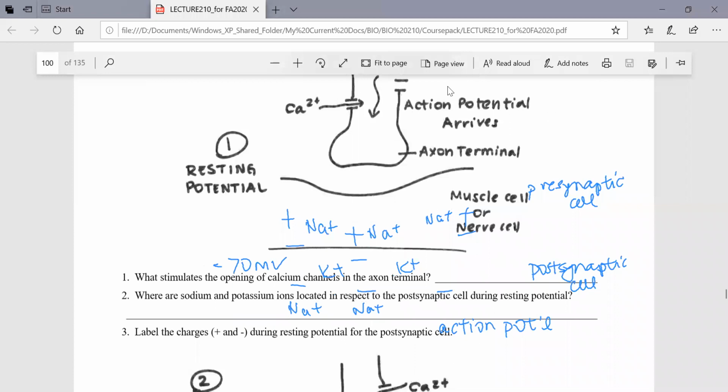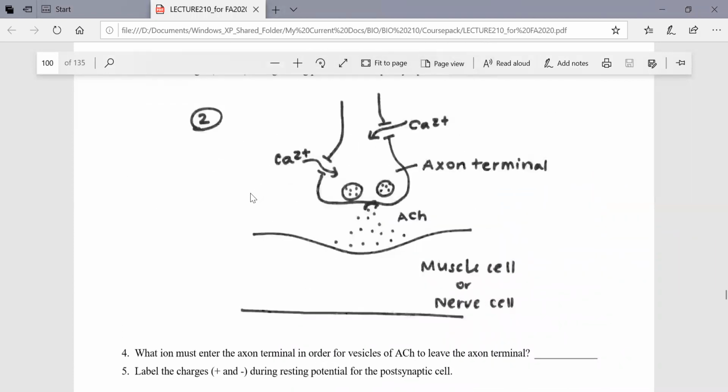All right, so let me clear this and we will move to the next questions. All right, so now we're looking at step two. Here we see calcium rushing in and we see vesicles full of neurotransmitter moving by exocytosis and acetylcholine, or ACH, entering into that synaptic cleft. It says here what ion must enter the axon terminal for those vesicles of ACH to leave. We just got through talking about that; it is calcium. Again, label the charges during resting potential. We know negative charges are inside the cell along the interior membrane and positive charges are outside that cell.